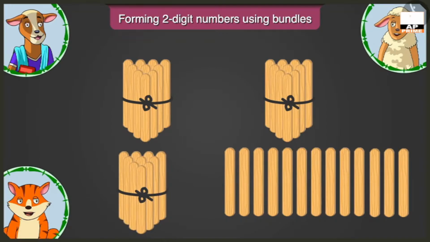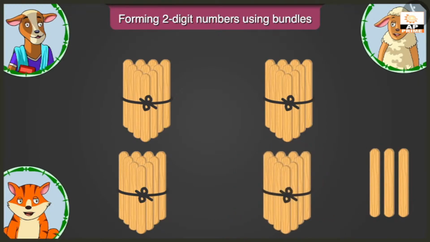Lily, now you say whether you can make another bundle of tens from the remaining sticks or not. Yes, ma'am. 1, 2, 3, 4, 5, 6, 7, 8, 9 and 10. Ma'am, this has also become a bundle of 10. Good. Now we have 4 bundles of tens.